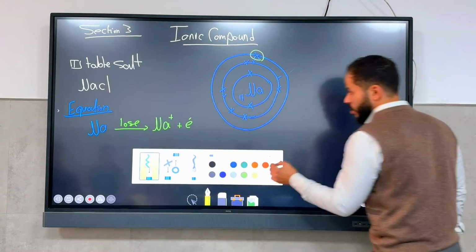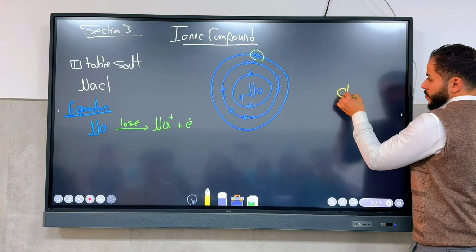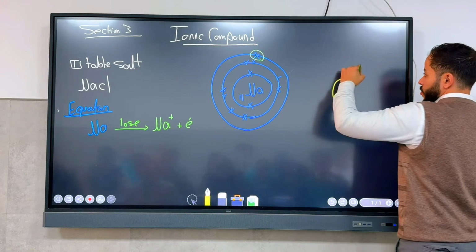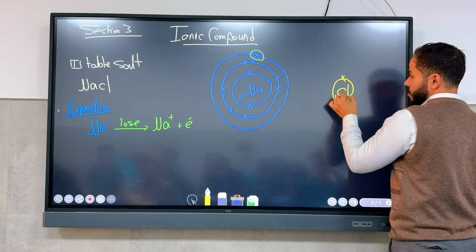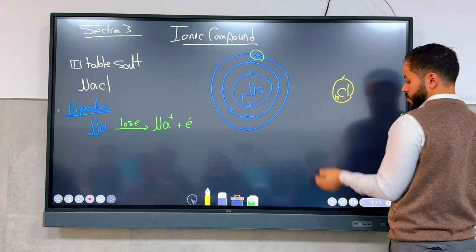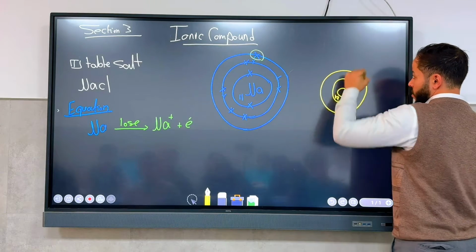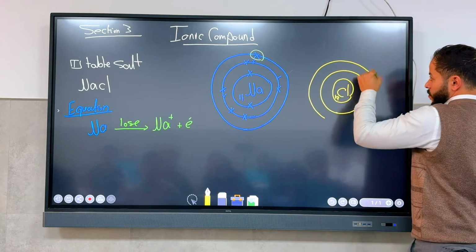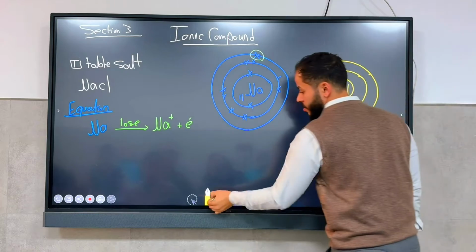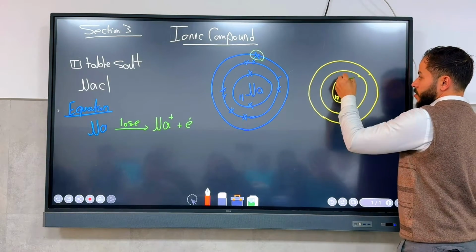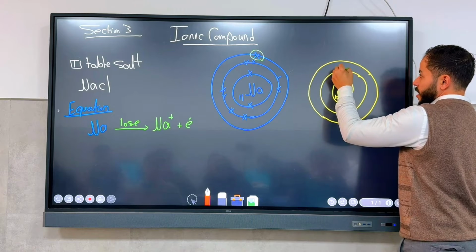If we look at the chlorine atom, the atomic number is 17. So the first main energy level has 2 electrons, and the second one 8. The third one has 7, represented by a dot so that you can distinguish it. So here we have 2 electrons. Here we have 8 electrons, right?